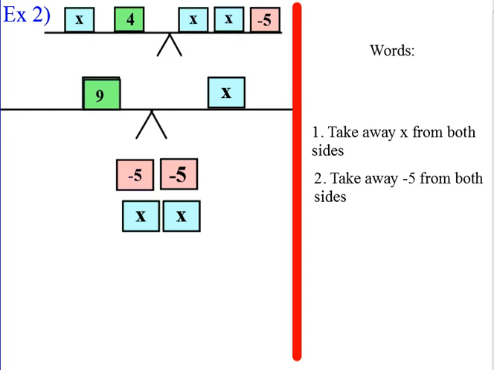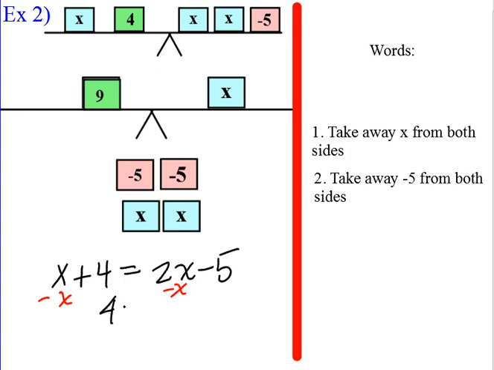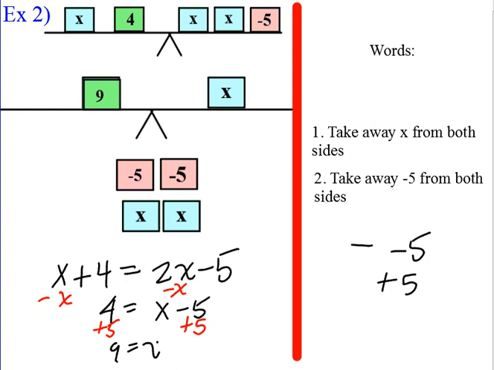So if we look at our original equation, we have x plus 4 equals 2x minus 5. So we said we took an x away from both sides. Subtract an x, subtract an x. Okay, that left us with 4 equals x minus 5. And we took away a negative 5. Taking away a negative 5 is basically adding a 5 to both sides, isn't it? So we added 5 to both sides. And we found out that the x was 9.